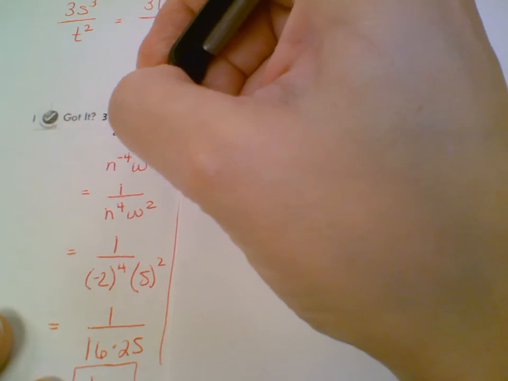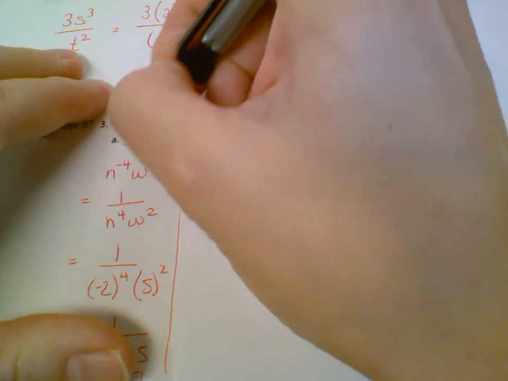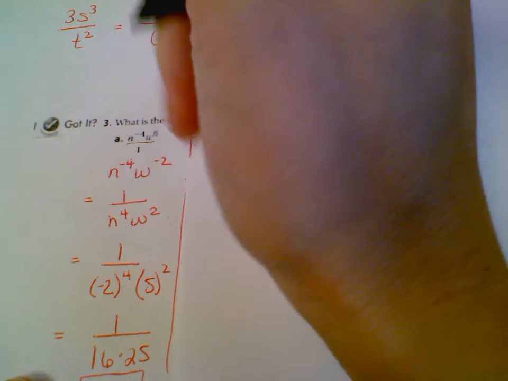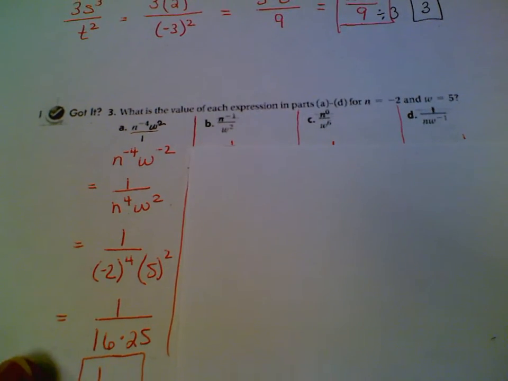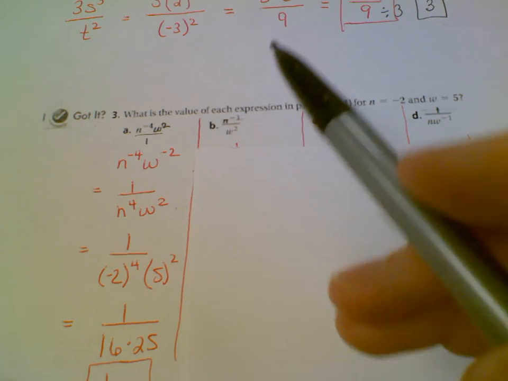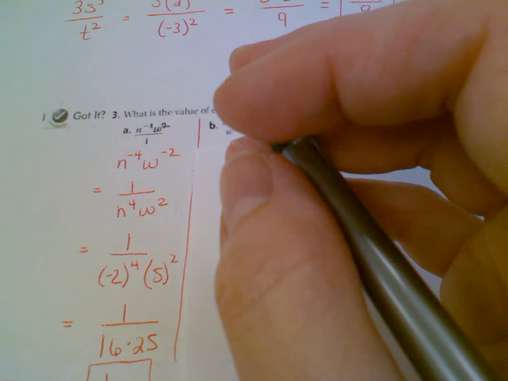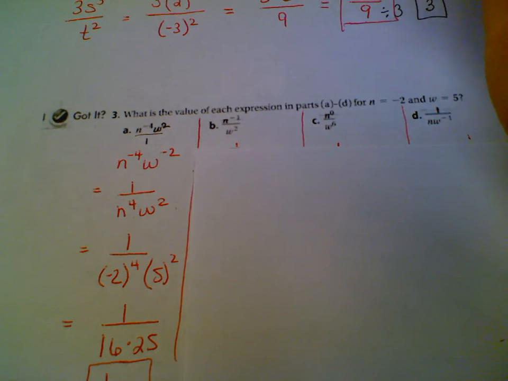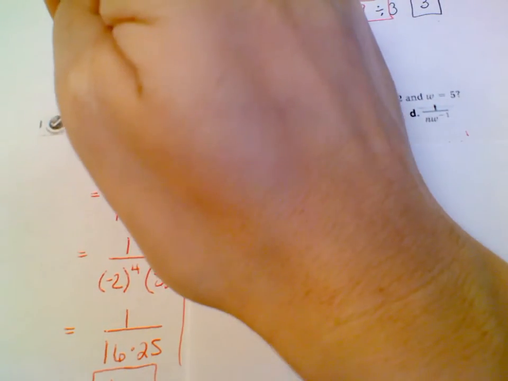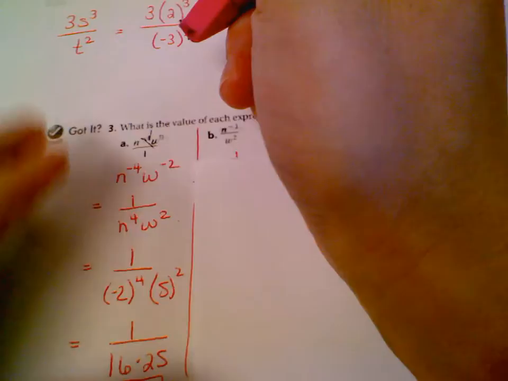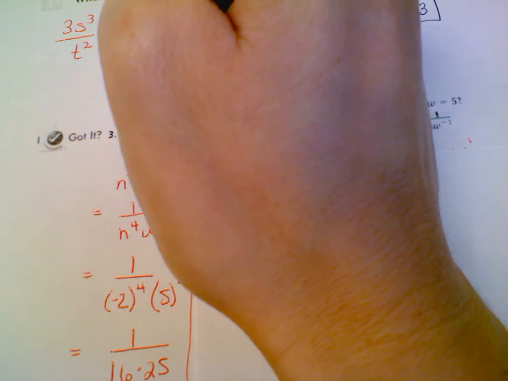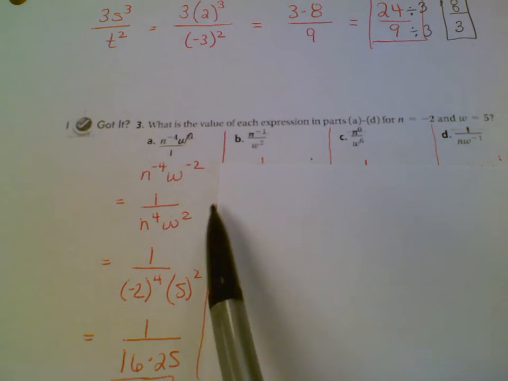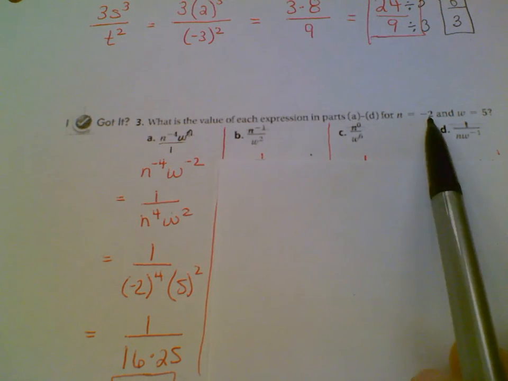Oh, wait a minute. I have the wrong exponent. I can't even read it. This is a 2, not a 0. Sorry about that. And it's a negative 2. Oh, that's an n. Man, I'm so sorry. Okay, let's try again. This says w to the nth power. So I'm going to replace the n with a negative 2 there.